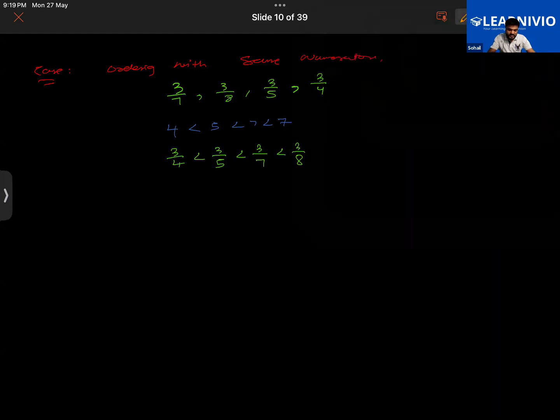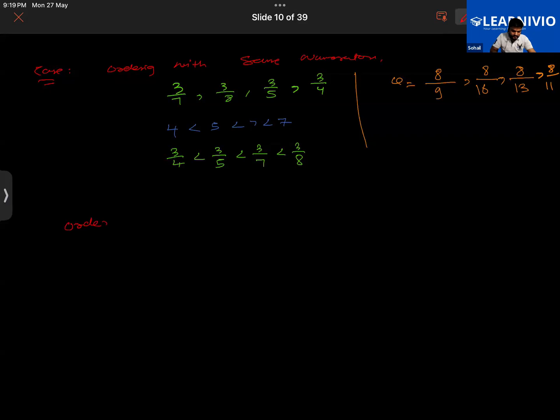If you have got it, then solve one question. Let's say you have 8 upon 9, 8 upon 16, 8 upon 13, or 8 upon 11. Arrange them in the ascending order. After having learned this, we are going to learn about ordering fractions with different numerators and denominators.